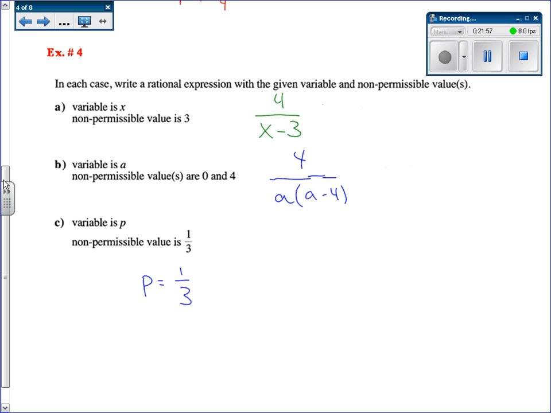So we're going to solve this. So 3 times p equals 1. 3p minus 1 is what we want to have on the bottom. So 4 over 3p minus 1.